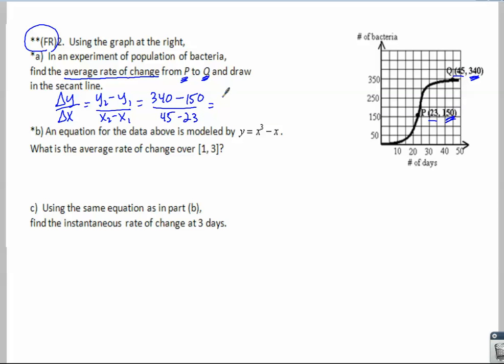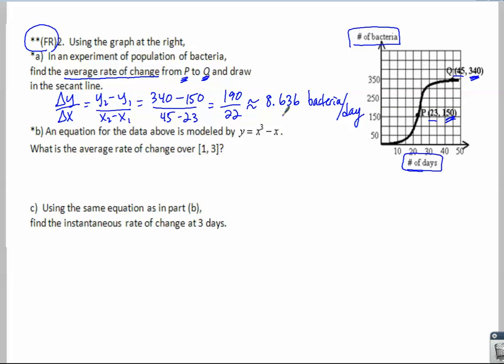Leave it like this or simplify it a little bit, 190 over 22, or simplify it a lot so that it makes sense to you. It's about 8.636. What did I measure on top? The y. What was the y units? Number of bacteria. So bacteria. What did I measure on the bottom? The x. The x is measured in number of days, so bacteria per day.